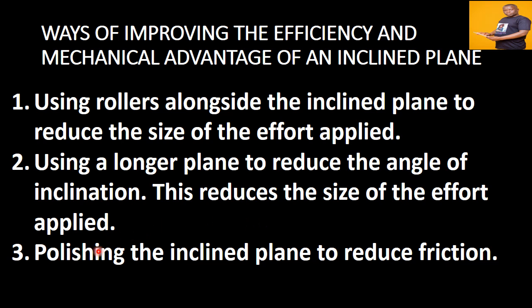Another way to improve the efficiency of a machine is to reduce friction. How do you do that? By simply polishing the surface of the inclined plane. You polish it, all right? You can use sandpaper, for example, to polish it so that the amount of friction is reduced. Remember that friction causes heating, so that heat is radiated to the surroundings. As a result of that, the amount of work output is reduced, all right? So very important to note that, okay?